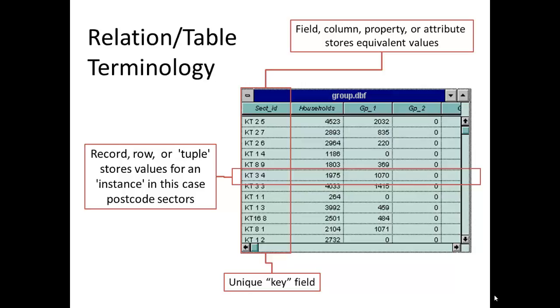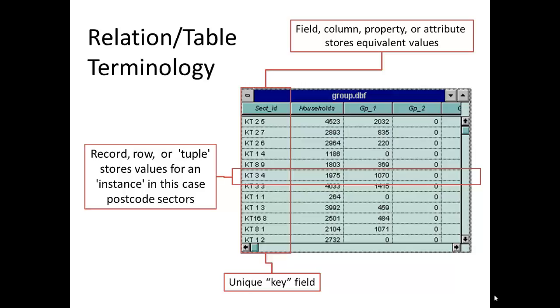Here's our table, our relation. Each column has a name and defines what kind of information is stored in that column. Each row or record stores an instance of whatever it is being stored in the table. So here we've got postcodes and the population in postcodes. So we have one called the name of the field. These columns are sometimes called fields, sometimes called columns, sometimes called properties or attributes. So again, the terminology varies, but they store equivalent values about the same subject.